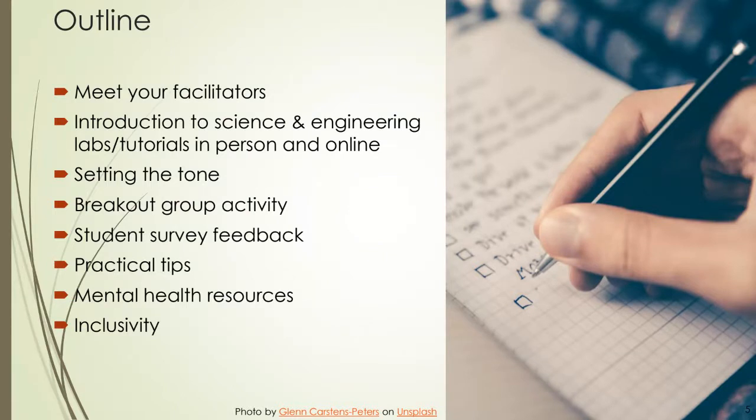Then we're going to do a quick breakout group activity where you'll be broken into groups and we can have some discussion. Then we're going to go through some student survey feedback. This is feedback from students that we've GA'd in the past on what they thought was most effective and least effective in terms of techniques of running labs and tutorials. Then we'll go over some practical tips that we've picked up over the last few semesters as being GAs and TAs. Then we'll go over mental health resources that can be very helpful right now and inclusivity.